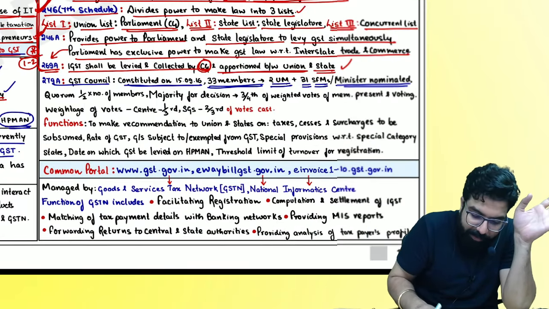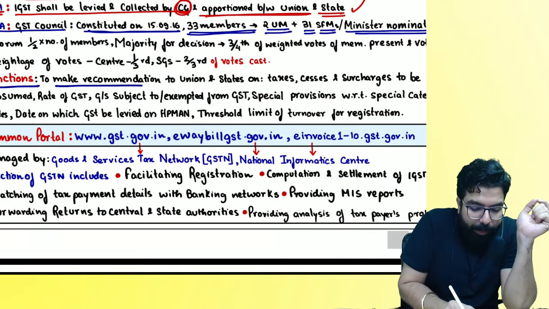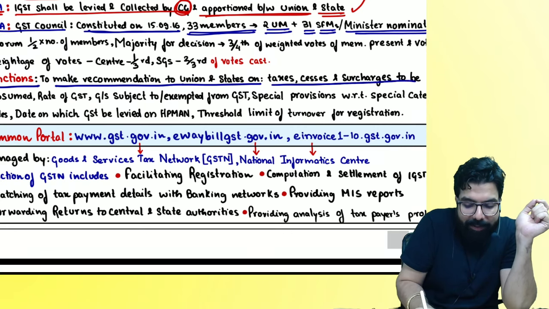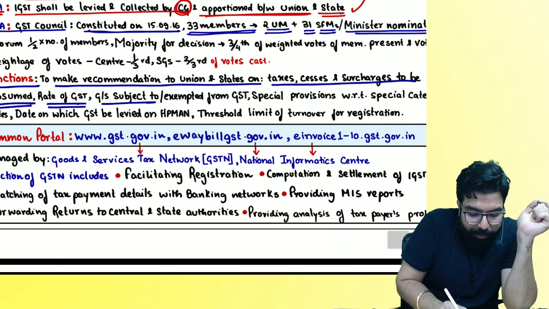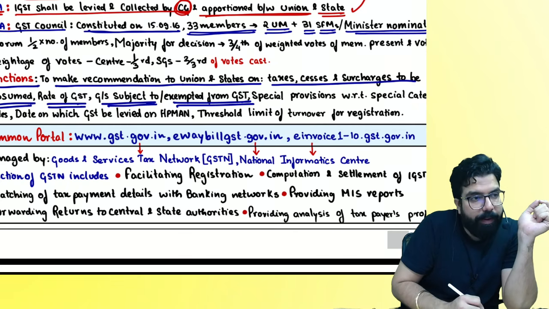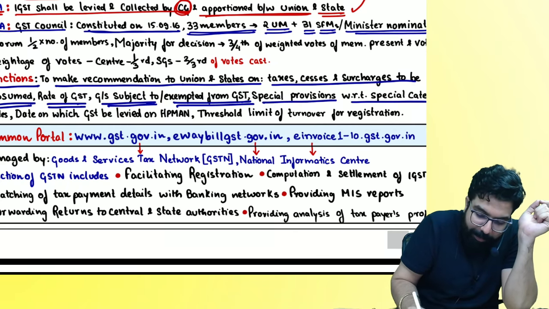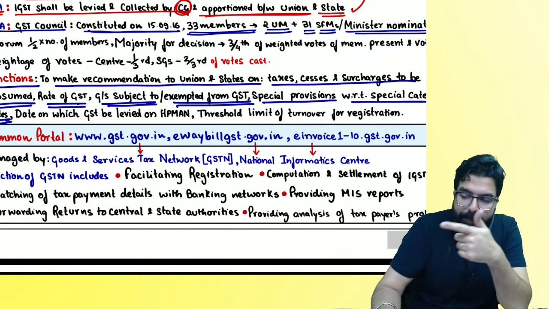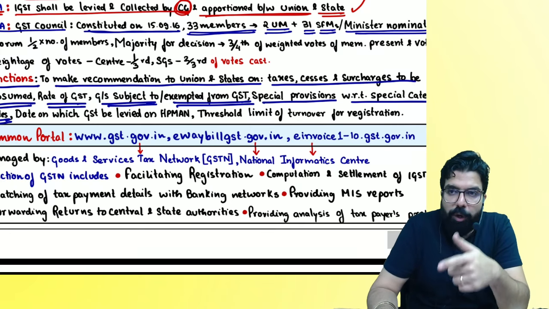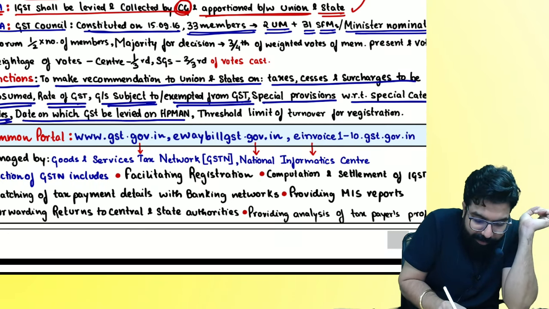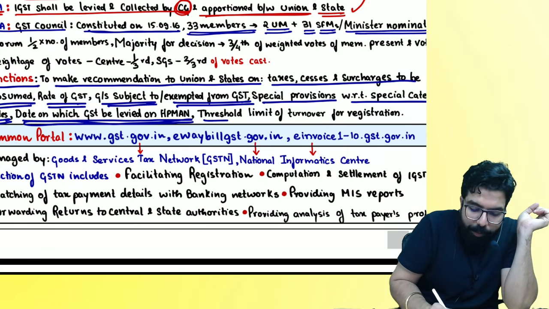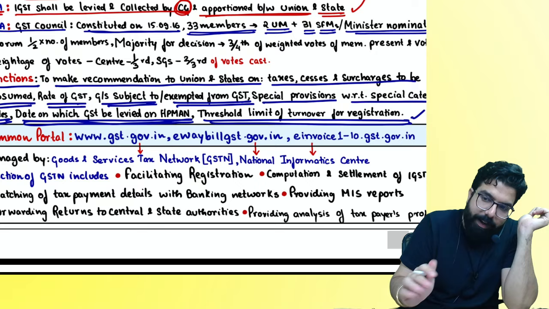So what are the various functions of the council? See, here I have written. To make recommendations to the Union and states on which taxes have to be subsumed, the rate of GST, the goods which are subject to GST, and goods with special provision with respect to special category states. What are special category states, everyone? Nagaland, Tripura and Jammu and Kashmir. And the date on which GST will be levied on petroleum products. Do you remember, HSD? And what will be the threshold limit of turnover for registration? Who will decide? The GST Council.